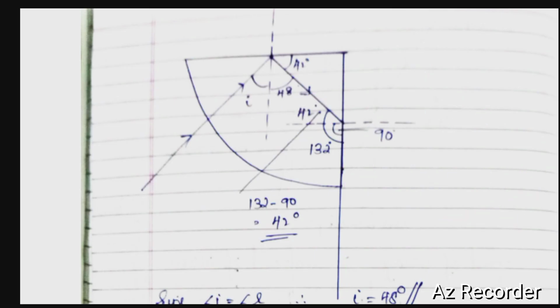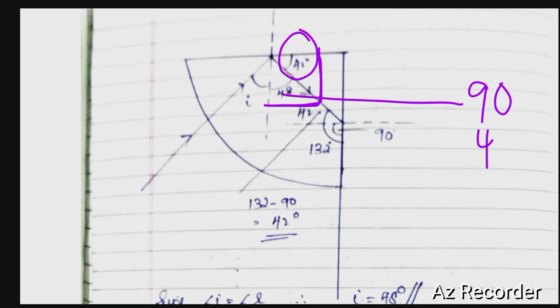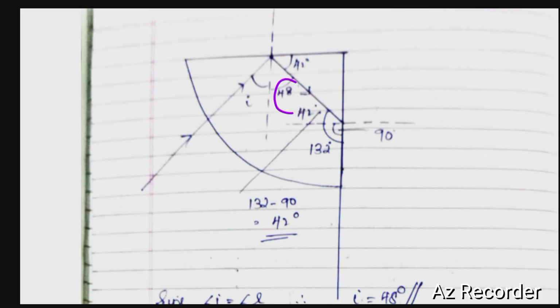So now let's try to find this angle of incidence. Since this angle is 42, this angle is also 42 because they are interior alternate angles. Since this angle is 42, this will also be 42 because they are alternate interior angles. We know that the total measurement of this angle is 90 degrees, out of which 42 was allotted to this portion. So this portion can be found by subtracting 42 from 90, which is equal to 48 degrees. So this particular value will be 48 degrees, and we need to calculate the value of I.